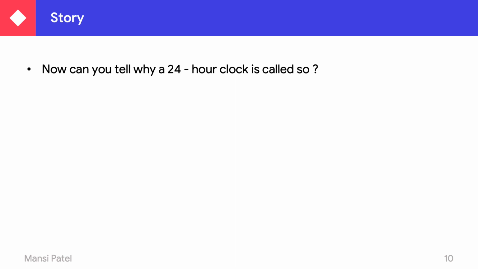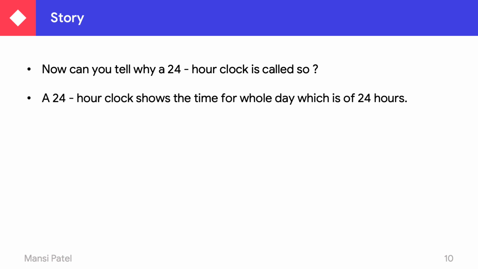Now, can you tell why a 24-hour clock is called that? A 24-hour clock shows the time for the whole day. And as we know already, in one day, how many hours are there? 24 hours are there. Therefore, a 24-hour clock shows the time for the whole day. It means how many hours have passed and how many hours are remaining. With the help of a 24-hour clock, you know that.